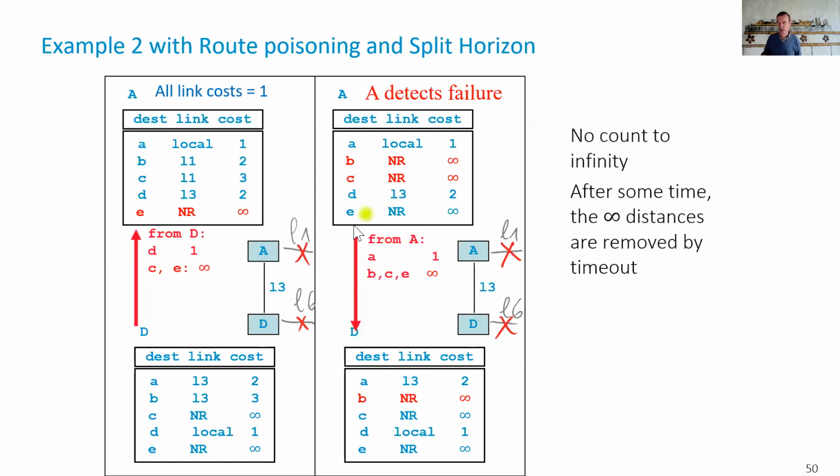Now you can have more complicated scenarios where the loops don't involve just 2 nodes, but a larger number of nodes, where there will be some counting and it will not be as nice, but still it will generally be very fast. Of course, if that's the final state of affairs, A and D do not have any path to B, C, and E, so sooner or later, by timeout, they will simply remove them from the routing table so that they don't use unnecessary space in the routing table.